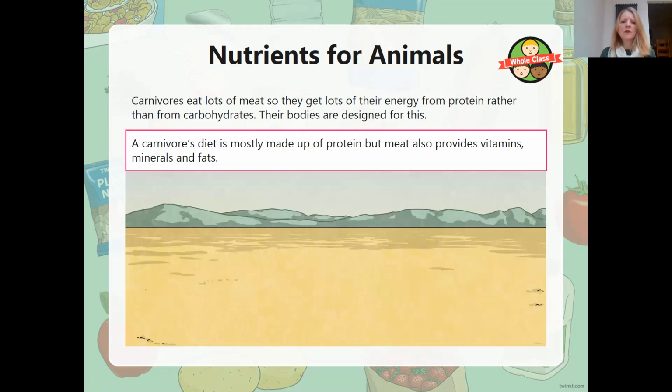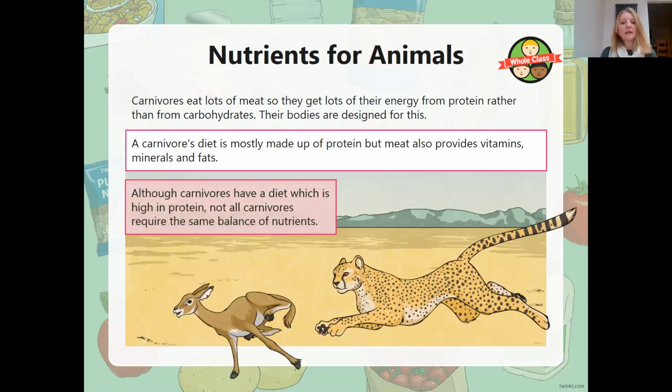Let's look a little bit more closely. So a carnivore's diet is mostly made up of protein. Okay, and that gives them their energy, but it also gives them their vitamins and minerals and fats. So here's an example here. The poor old deer, I'm afraid, is going to get caught by the cheetah. And the cheetah is a carnivore because it only eats other animals.